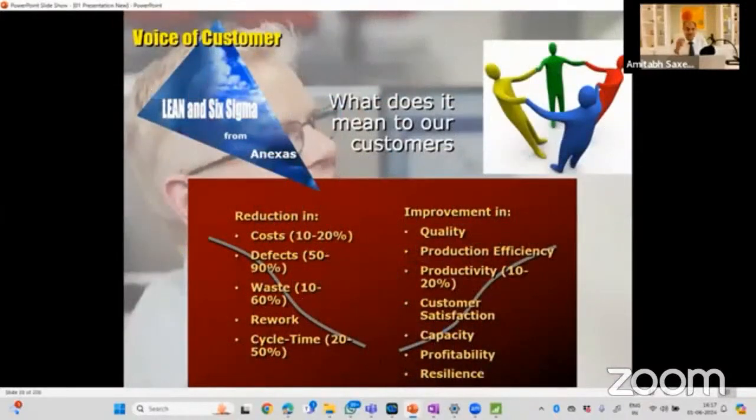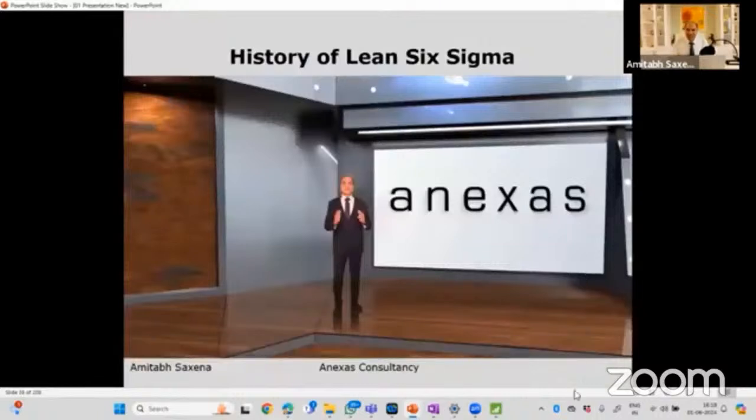I just talked about it. So Lean and Six Sigma will reduce the costs, reduce the defects, reduce the waste, reduce the rework, reduce the cycle time, and it will improve the quality, production efficiency, productivity, customer satisfaction, capacity, profitability, and resilience. So which CEO would not love a person who can achieve all these things? So Lean and Six Sigma, green belts and black belts are always loved by everyone. So what is this Lean and Six Sigma?